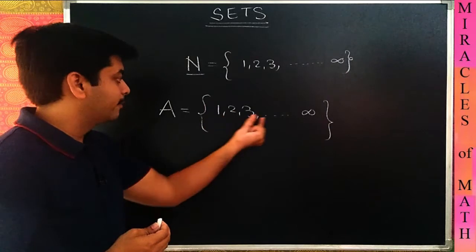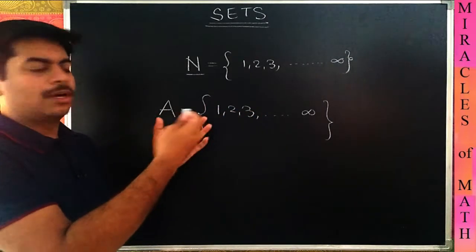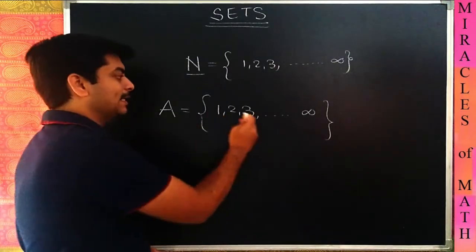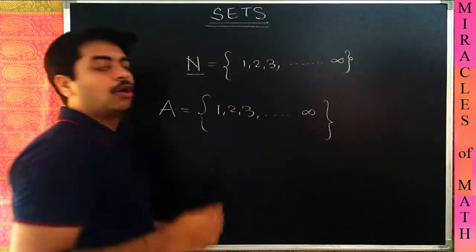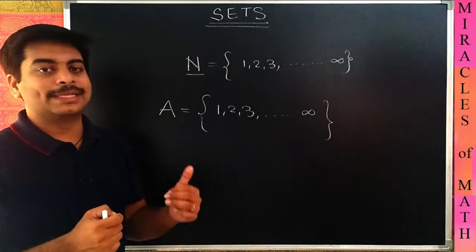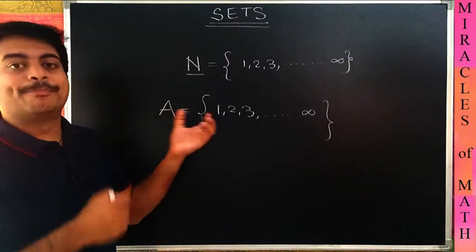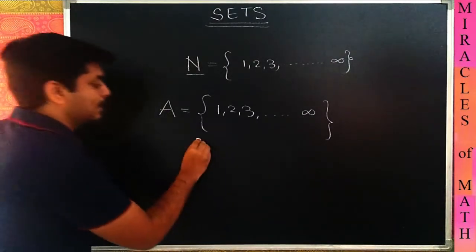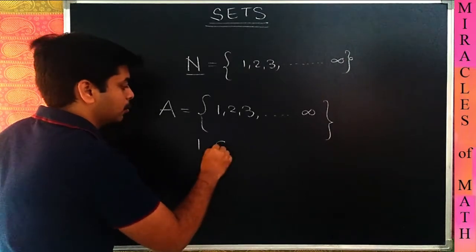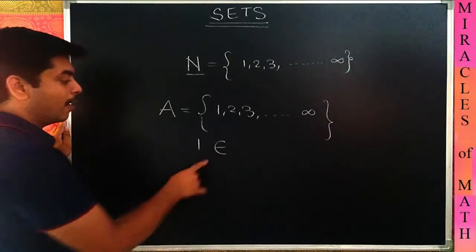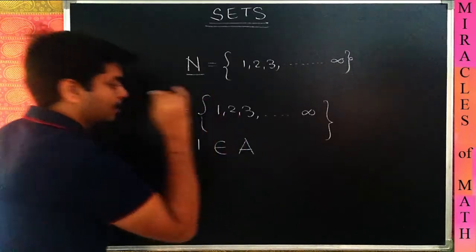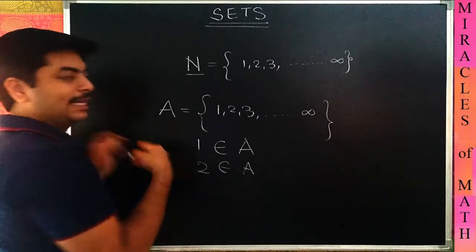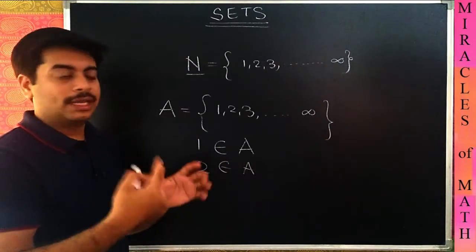All the numbers, objects, apples, oranges, fruits, chocolates, whatever we are writing inside the brackets, all these are called elements. Elements always belong to the set. Let us say here 1 is there. 1 belongs to, this symbol is used for belongs to. 1 belongs to set A. 2 belongs to set A. What is A? A is the set of all natural numbers.